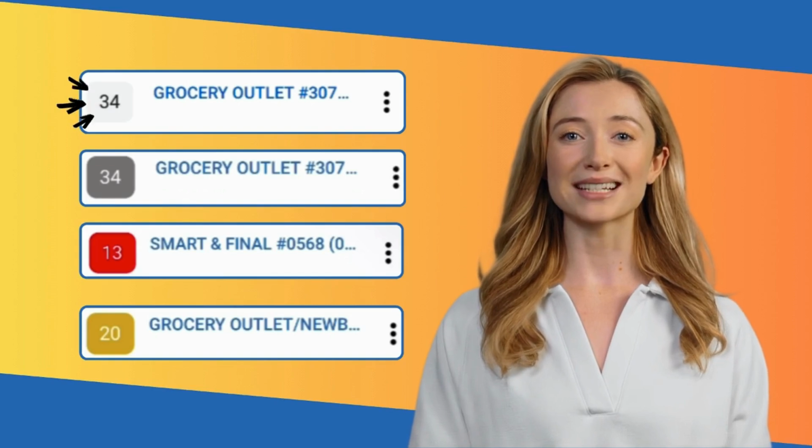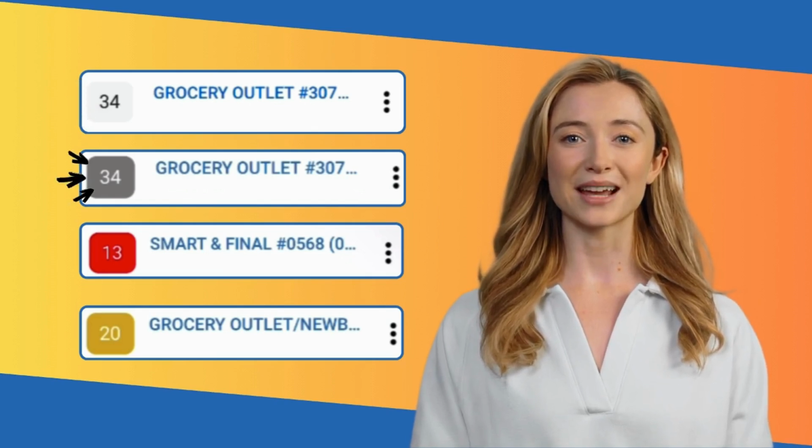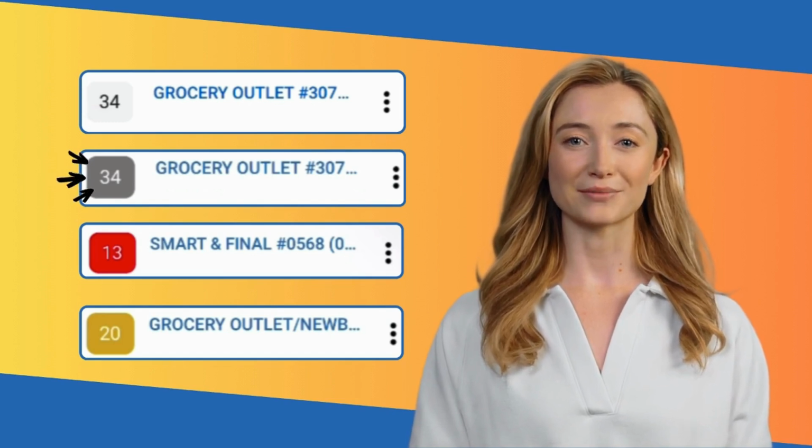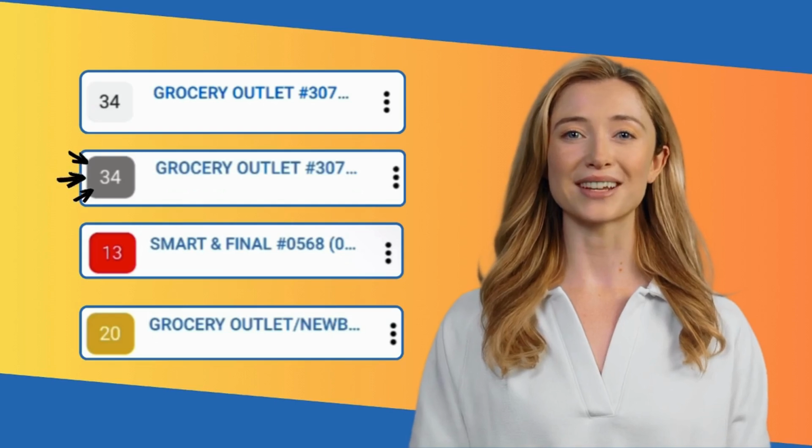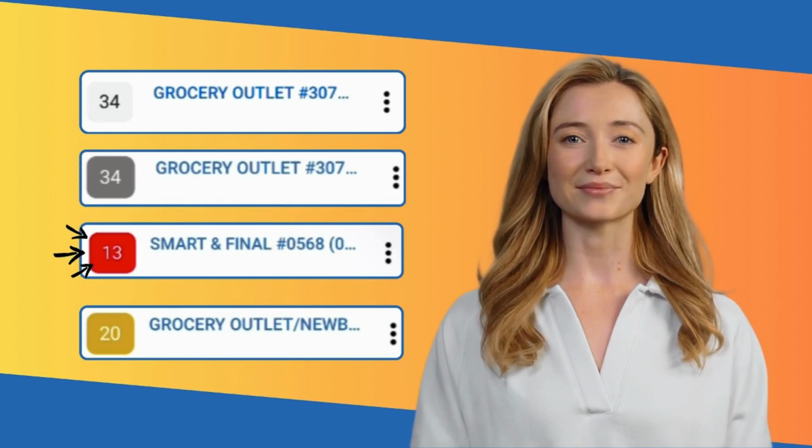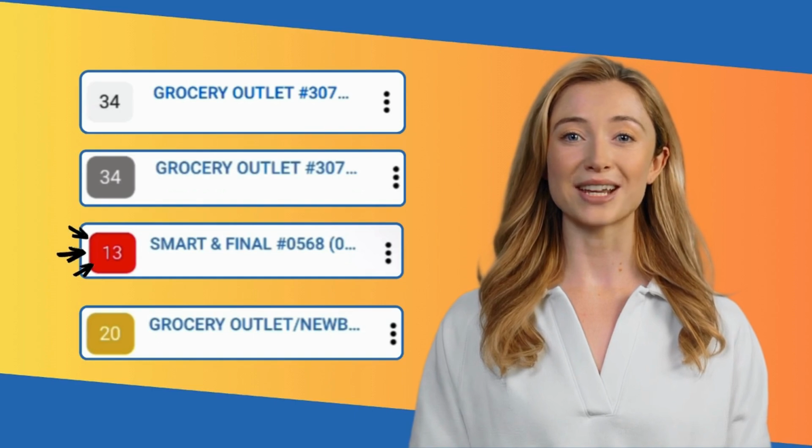A gray store means it can be serviced. You can select it and add it to your worksheet as needed. A dark gray store means it has already been selected to be added to your worksheet. This confirms that the store is ready for service. A red store cannot be serviced at this time. This is because it has already been assigned to an active worksheet, preventing duplicate assignments.